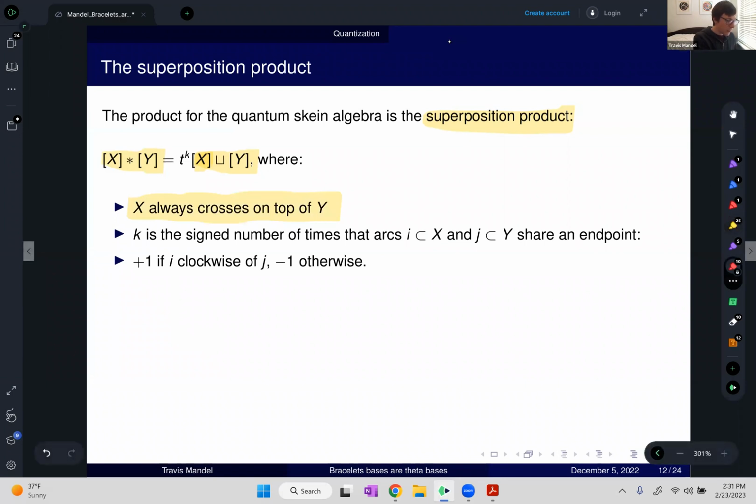And then we have this extra t to the k factor. That k is just a signed count. It's the signed number of times that arcs i from your first curve x and arcs j from your second curve y share an endpoint. What's signed about it is we count with the sign +1 when i is clockwise of j at the endpoint, and -1 if i is counterclockwise of j at the endpoint.